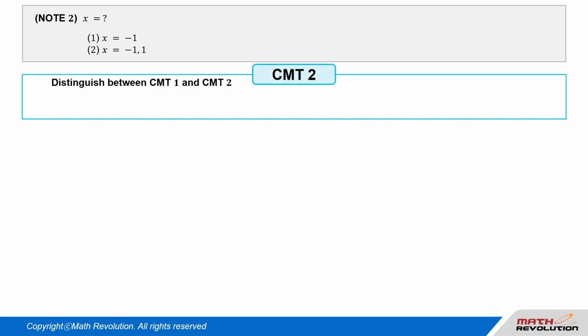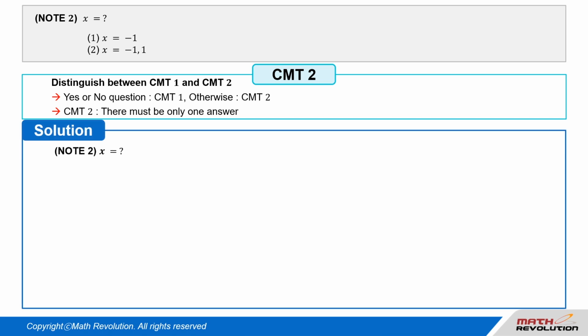Solution. Distinguish between common mistake type 1 and common mistake type 2. If the answer to a DS question requires a yes or no answer, apply CMT1. Otherwise, apply CMT2. Common mistake type 2, or CMT2: there must be only one answer, unique.